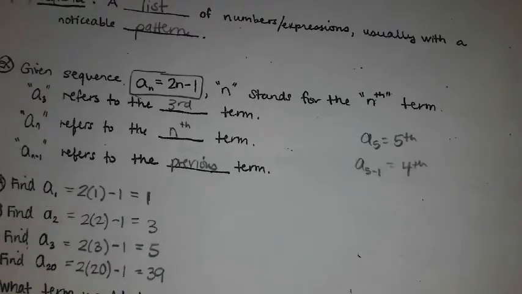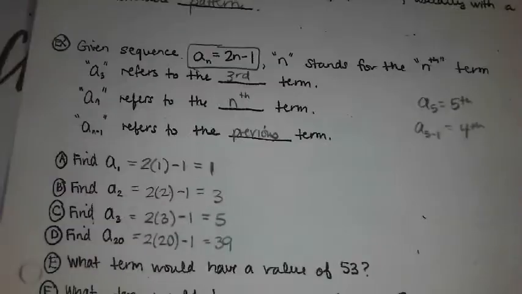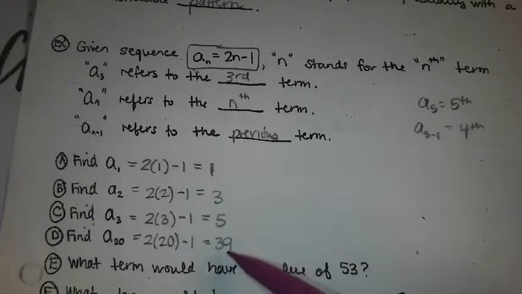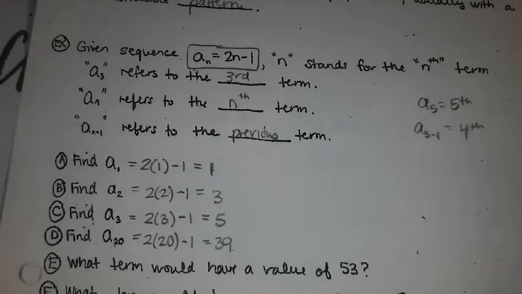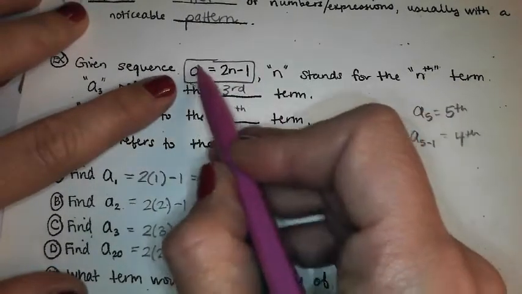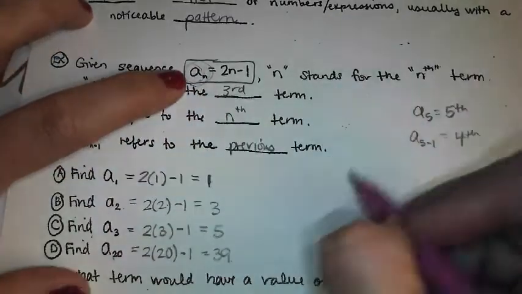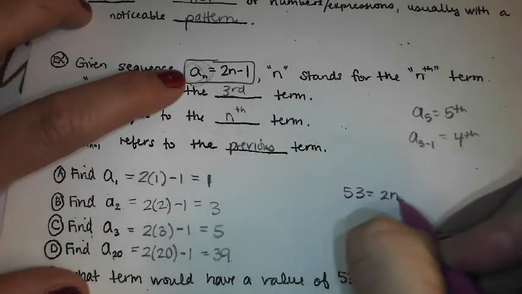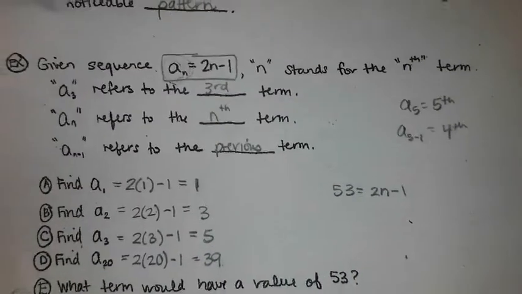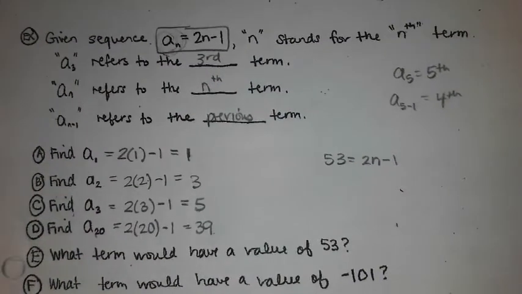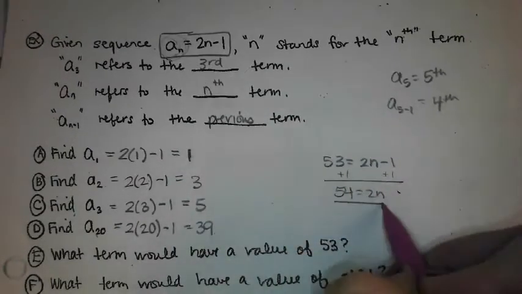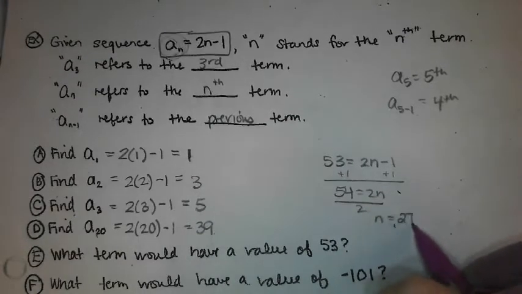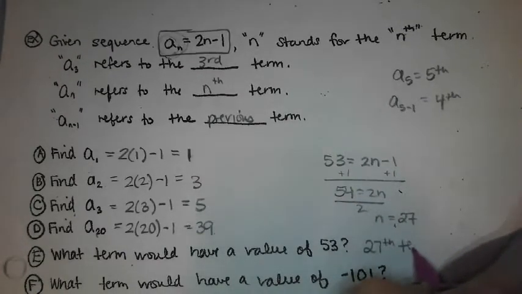So what term would it be if it had a value of 53? In other words, they're giving you this number. If this number is 53, what term would we be on? So if you go to the equation, they're giving you the value of some term is 53, and they're asking you to find n. Find which numbered item on the list it is going to be. So if you add 1 to both sides, you get 54 equals 2n. Divide both sides by 2, you get n equals 27. The 27th term.